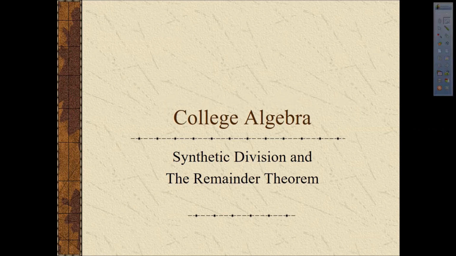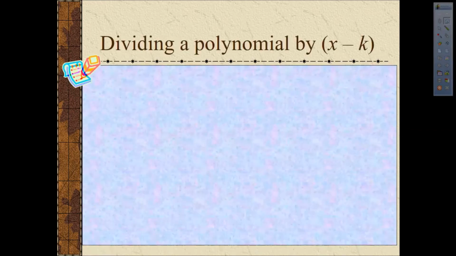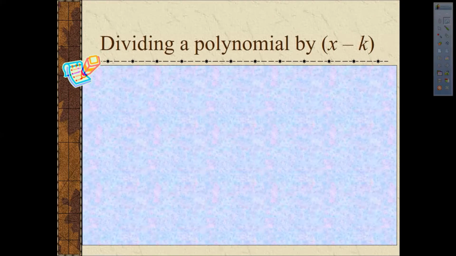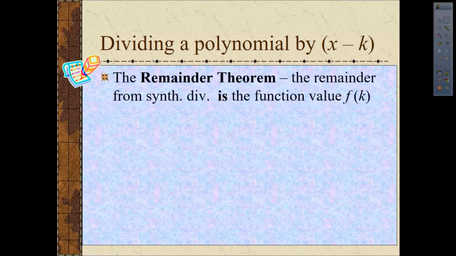So what is the remainder theorem? The remainder theorem is kind of a conclusion or a set of conclusions that we can draw after dividing a polynomial by the quantity x minus k. Synthetic division is typically how we do that kind of division. So here are some of the conclusions we can draw. First of all, the remainder from synthetic division is the function value f of k.